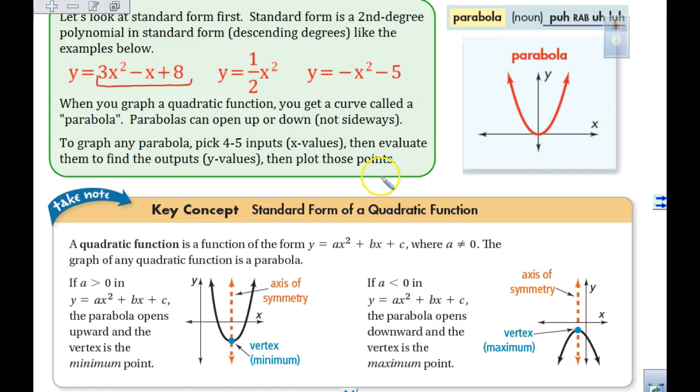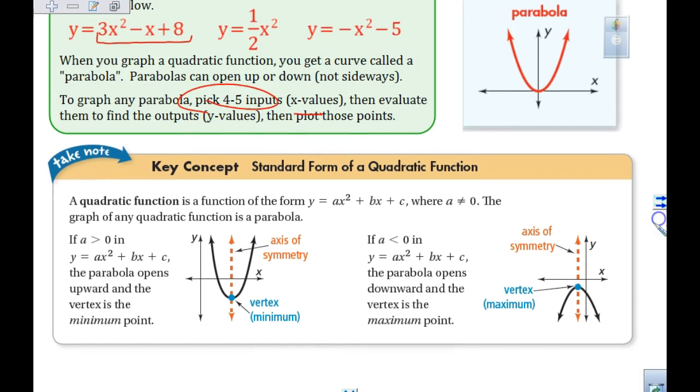Those are your x values. So kind of like that absolute value one where you pick from -2, -1, 0, 1, 2. You're going to do the same thing with this. You're going to pick those 4 or 5 values for x, and you solve for y. Then you'll plot your points.